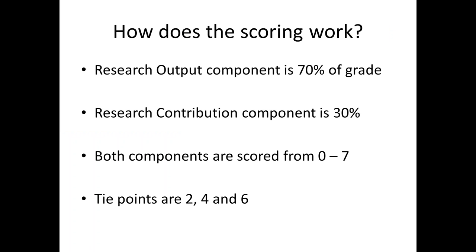So basically, the research output component is 70% of your grade, so that's where the biggest weighting of the score is. The research contribution makes up the remaining 30%. Both components get scored on a 0 to 7 scale by the peer review panel, and there are tie points at 2, 4 and 6. In the assessment guidelines that's where you find the tie point descriptors, and these are also quite important when researchers are looking at developing their portfolio.